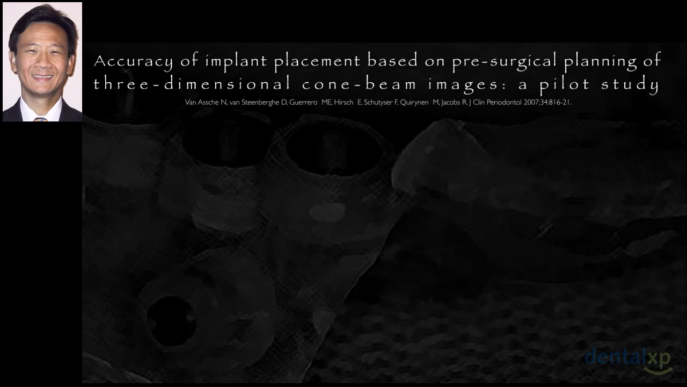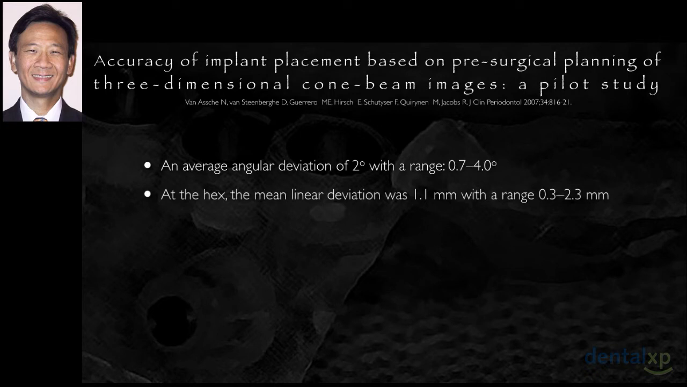Well, they found an average angular deviation of 2 degrees with a range of 0.7 to 4 degrees. At the hex, a linear deviation of 1.1 millimeters with a range of 0.3 to 2.3 millimeters. And at the apex, an average of 2 millimeters with a range of 0.7 to 2.4 millimeters.